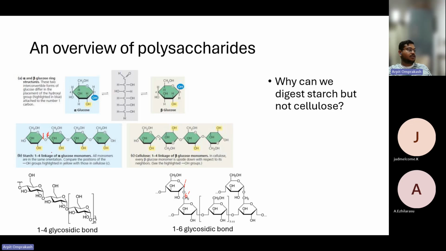Here you can see that in starch, all the OH groups are on the same side, whereas in cellulose, they keep alternating. One interesting question to think about now is, why can we digest starch but not cellulose, because both of them are made of the same kind of bonds? Is it just that one is made up of alpha glucose and one of beta glucose monomers? We'll think about the question. We'll now look more at the structure of these molecules.